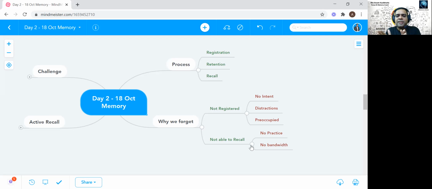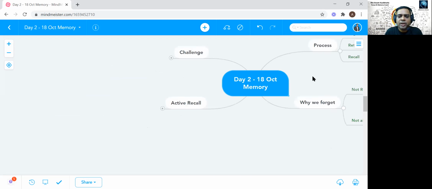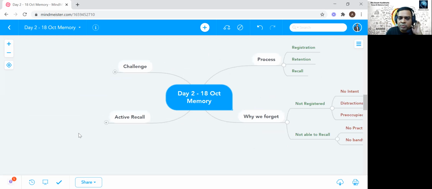Now let's come and see how we activate the recall. For activating recall, I would like to recommend three things which you can do, which are very, very simple. The first one is start with instant recall. What I mean by that is, whenever you get some information, immediately recall it at that moment.